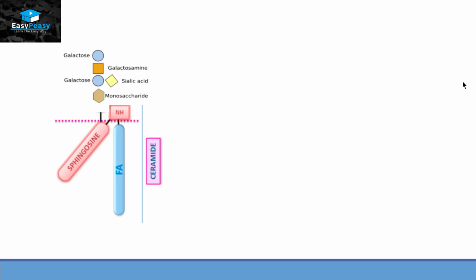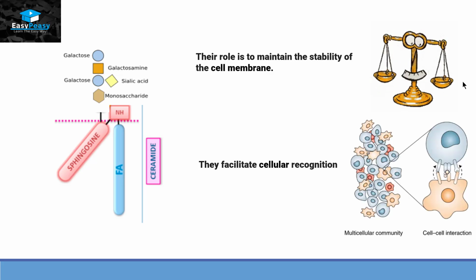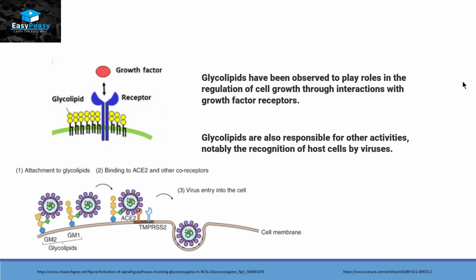Okay, now this glycolipid has various different functions. The first function is that it provides stability to the cell membrane. As it is present on the surface of the cell, it also facilitates cell recognition or cell-to-cell interaction. These glycolipids have been observed to play roles in the regulation of cell growth through interactions with growth receptors. And glycolipids are also responsible for other activities, for example, the recognition of host cells by viruses.